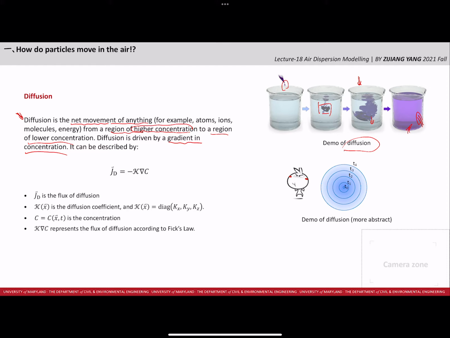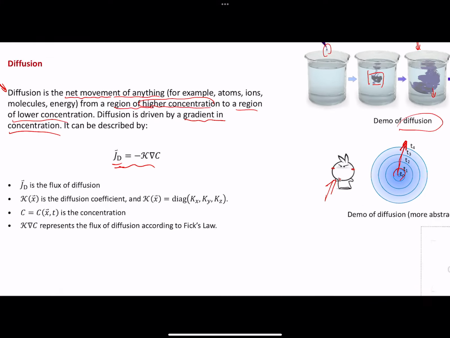Similarly, diffusion can be understood as kind of like expansion. As time goes, the boundaries of the particles or the atoms just become larger and larger. But in the meanwhile, the average concentration in the whole space will decrease with time. And similarly, diffusion can be described by this equation.